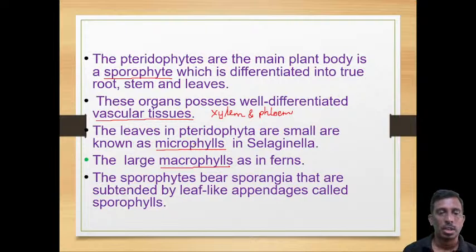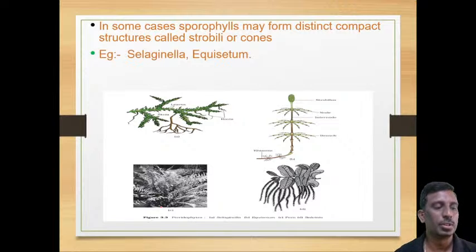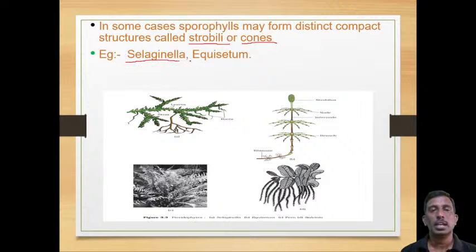Okay. And on these leaves there are sporangia. The leaves which possess sporangia are called sporophylls. So these sporophylls will form compact structures, which are called strobili or cones. Strobili or cones are the same. The best examples you can take are Selaginella and Equisetum.